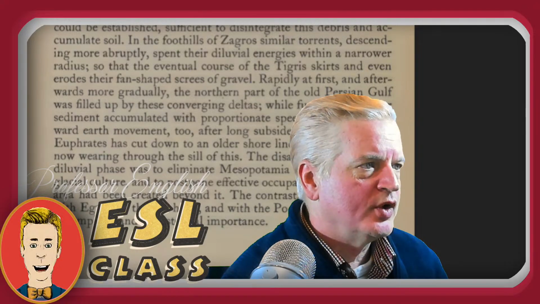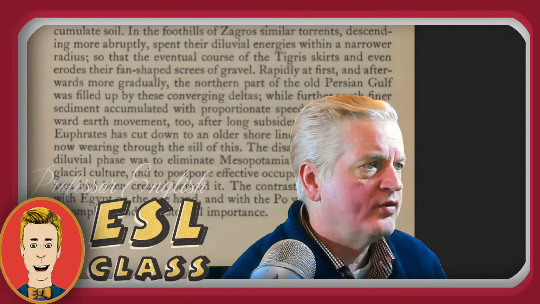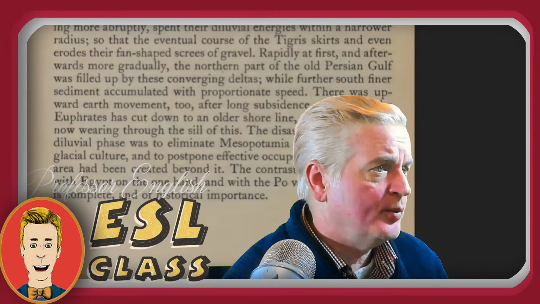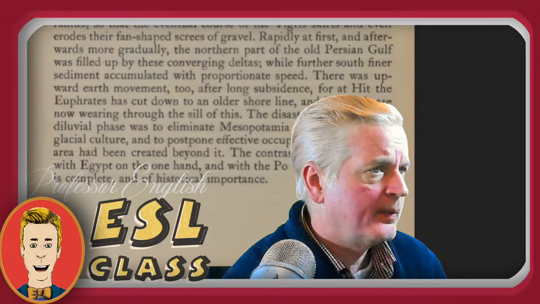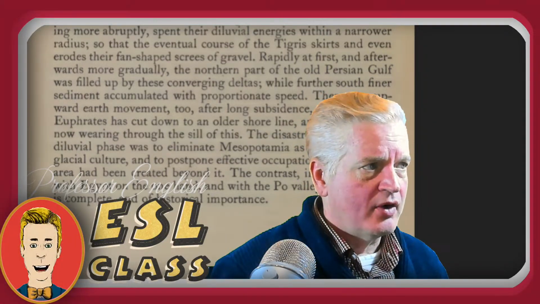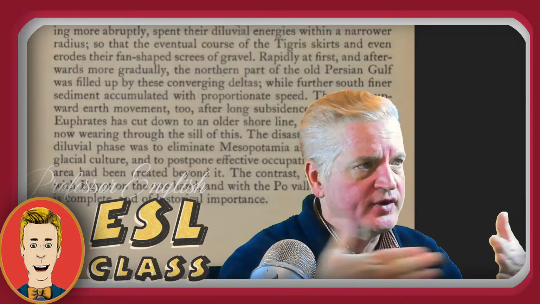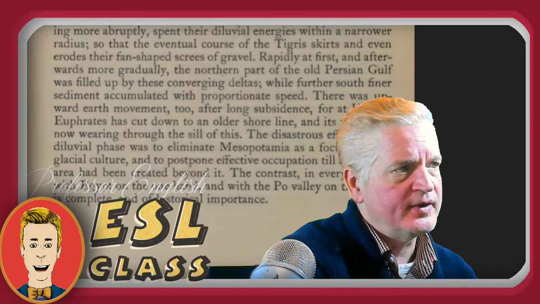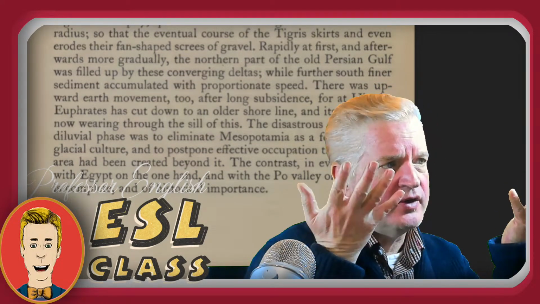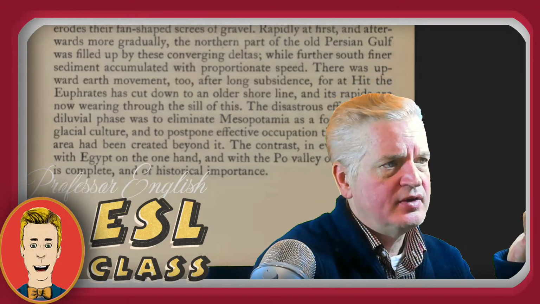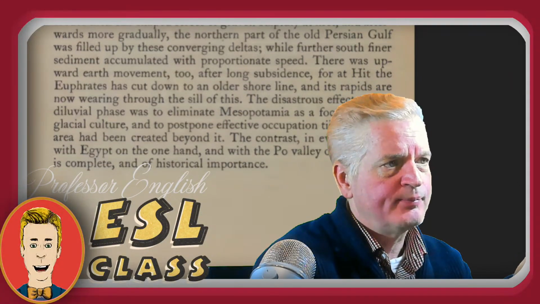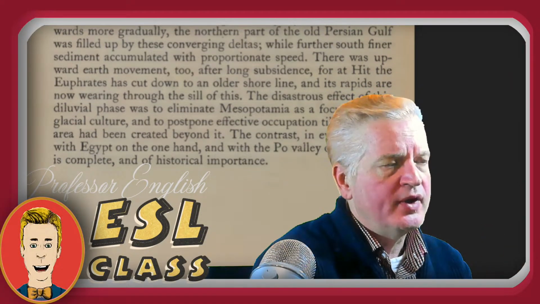Rapidly at first and afterwards more gradually, the northern part of the old Persian Gulf was filled up by these converging deltas, while further south, finer sediment accumulated with proportionate speed. So these bodies of water came together in the Persian Gulf, and there was an upward movement too after long subsidence, for the Euphrates has cut down an older shoreline, and its rapids are now wearing through the sill of this.